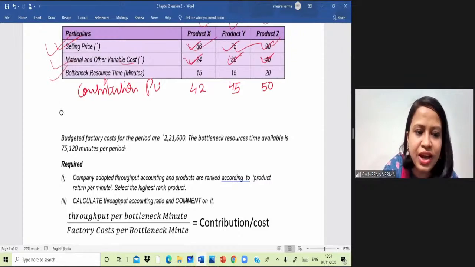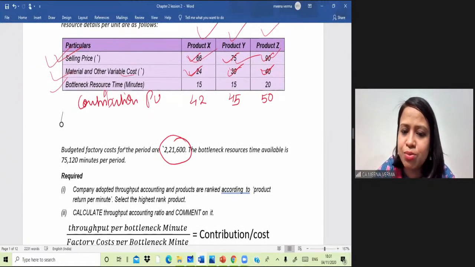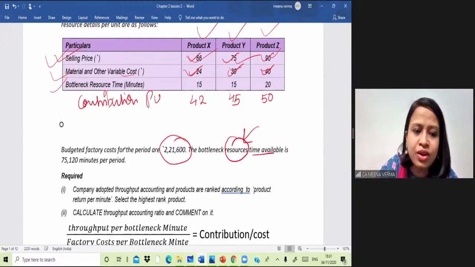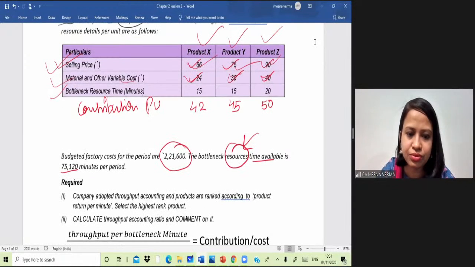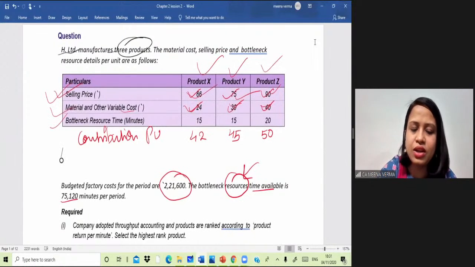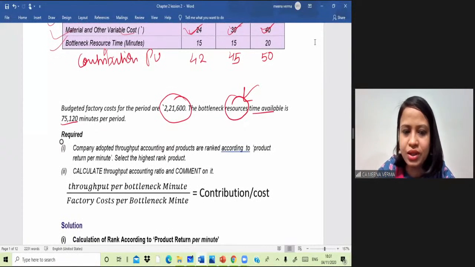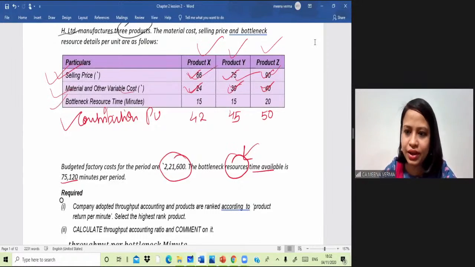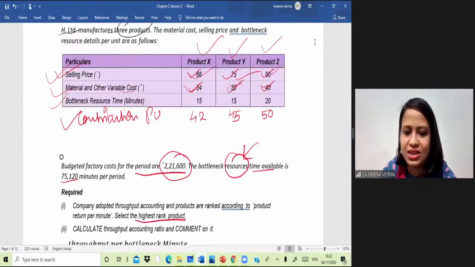Now in the question, it is mentioned that this is the budgeted factory cost for the period, and the bottleneck resource time available is this. So you have limited resource time, which is 75,120 minutes per period. Now what is the requirement of the question? The company has adopted throughput accounting, and products are ranked according to the product return per minute. So we have to find the return on each product, and then select the highest rank. I hope this is very easy for you.